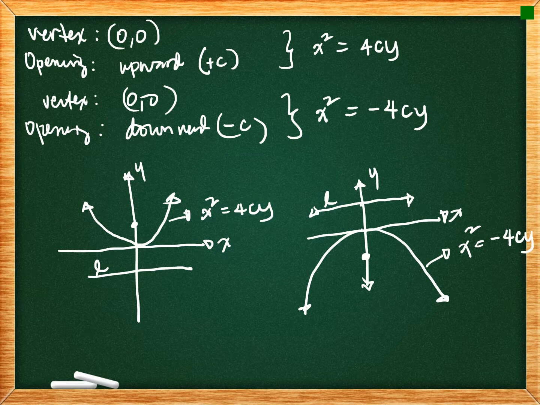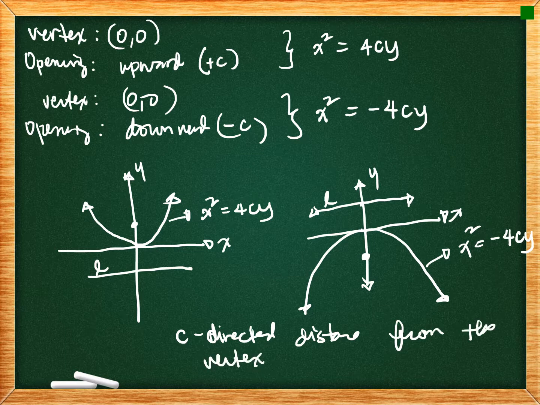So I hope you have seen the difference here. Again, c is the directed distance from the vertex to the focus. Okay, vertex to the focus. So here, from the vertex to the focus, it's going down. It's c, so that c there becomes negative. But here, it's going up. From the vertex to the focus, it's going up. Okay? Now, what happens when your graph opens to the side? Opens to the right or opens to the left? Let me show you.